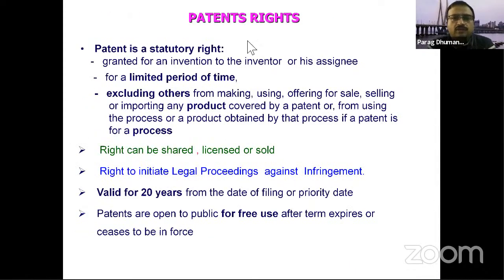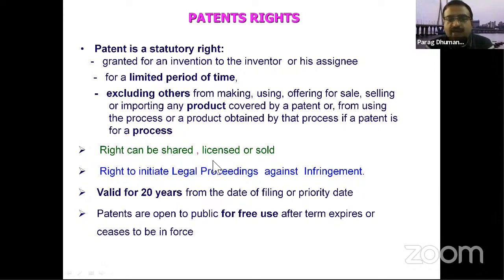So what do the patent rights mean? If person XYZ gets the patent rights of object ABC, they are country specific. So if I get a patent in India, the government of India has granted it for an invention to the inventor or his assignee. This is for a limited period of time, and more importantly, it excludes all others from making, using, offering for sale, selling, or importing any of the products covered under the patent. It excludes all others, and it gives exclusive rights to that inventor.